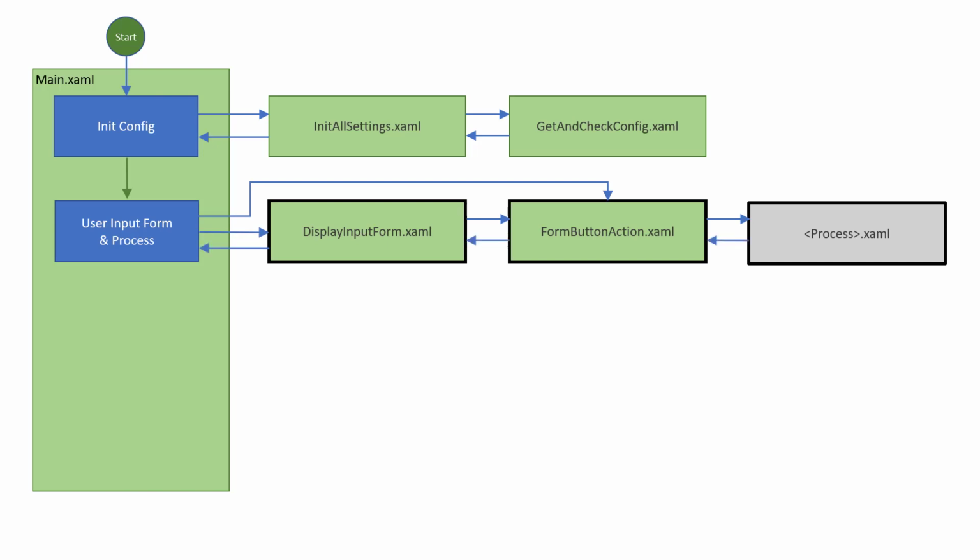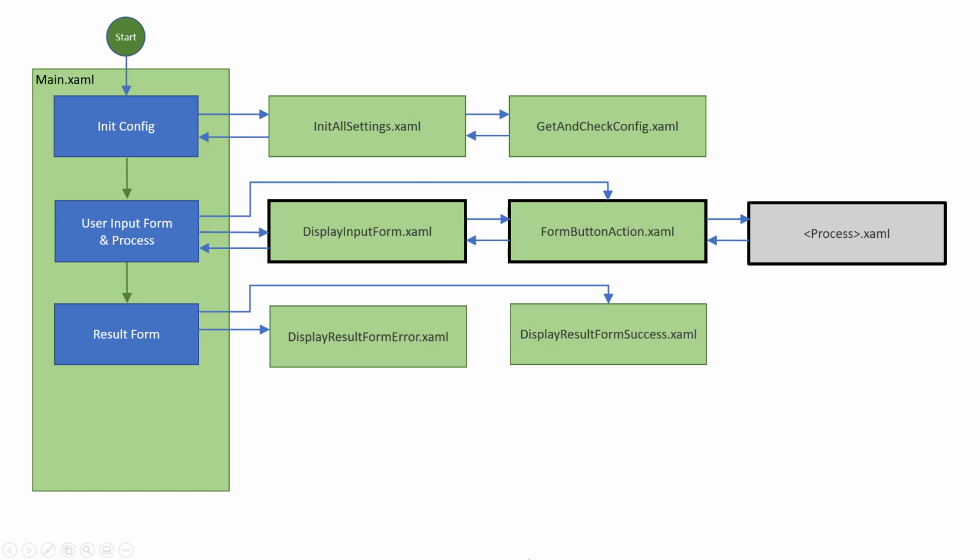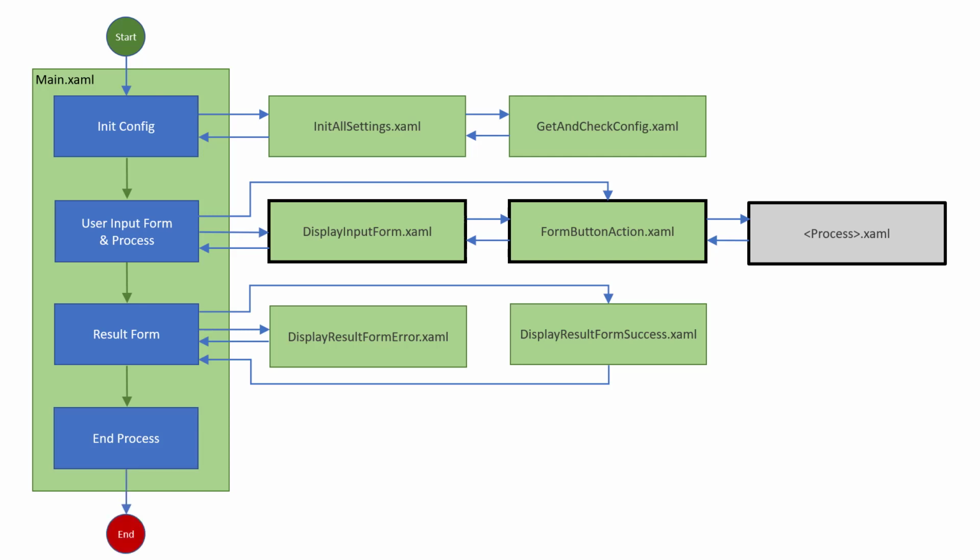and then again a dictionary object with any changes made to the configuration will be returned to the main XAML file, and then we'll be shown the results form, and that can either run the display result form error file if an error has occurred, or the display result form success file if no errors occurred and the process ran with success. And then once you make a decision to either repeat or close the process, that result will be returned to the main file, and then eventually you run into the end process state and the automation runs to an end.